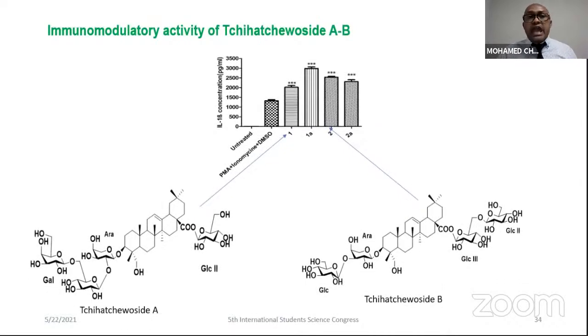Here I also used an immunomodulatory activity for the newly described compounds named chihachosoid A and B, in which we got some stimulation of the IL-1 beta cells.